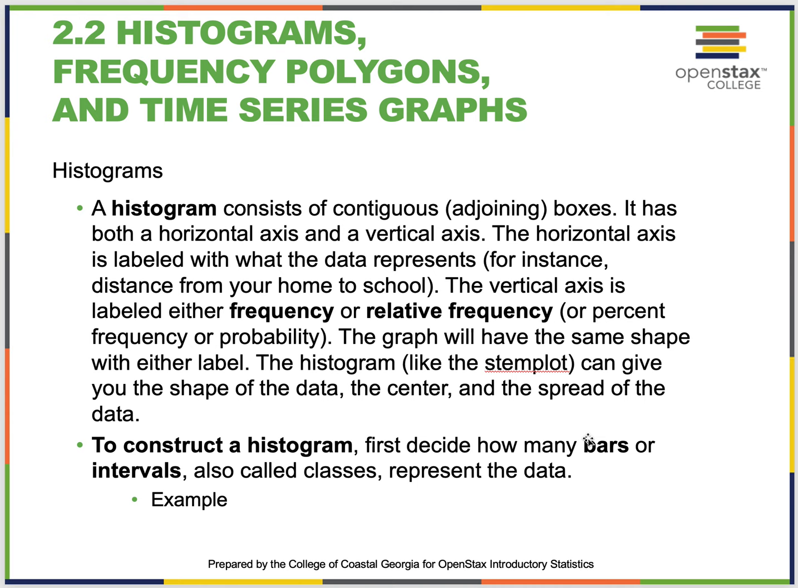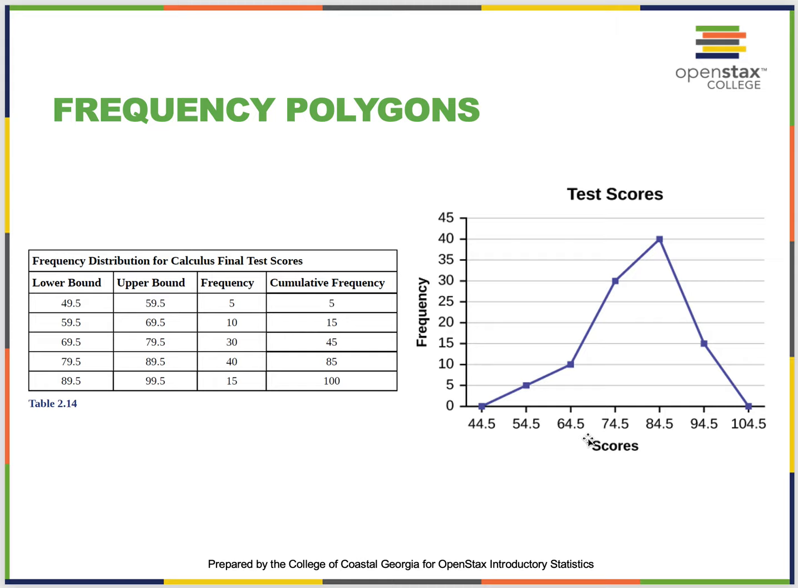So to construct a histogram, first decide how many bars or intervals or classes represent the data. Here's an example: the calculus final scores. Well, they did it from lower bound 49.5 to 59.5. And notice that the midpoint is going to be 54.5, then 64.5. I don't know why you'd want to have it on a 0.5. Why don't you have it 49 to 59? And then what would be the average?